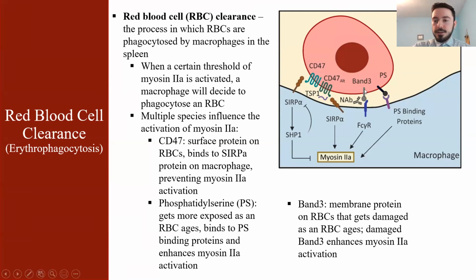Then there's also band 3, which is a surface protein on the red blood cell. With the help of anti-band 3 and naturally occurring antibodies in the blood, it binds to an Fc gamma receptor on the macrophage and triggers myosin 2 activation. Then there's also phosphatidylserine, which is present on both the inner and outer membranes of the red blood cell. As a red blood cell ages, it gets more exposed on the outer membrane, and it binds to PS binding receptors on the macrophage, which enhances myosin 2 activation.